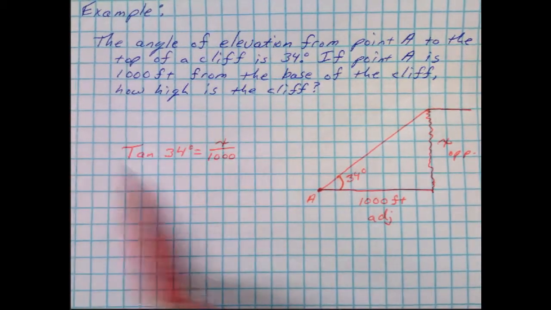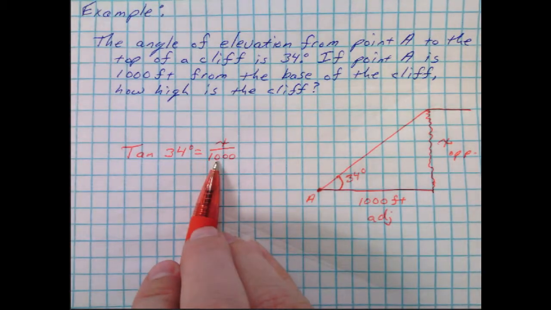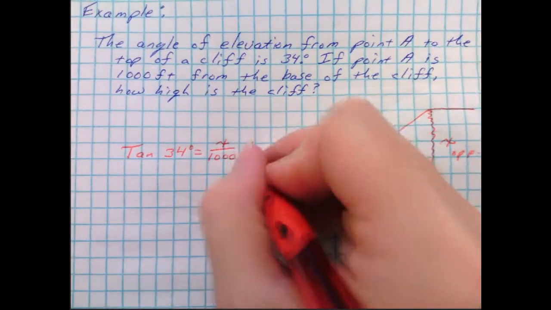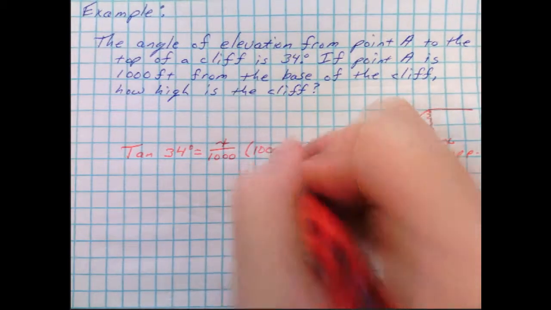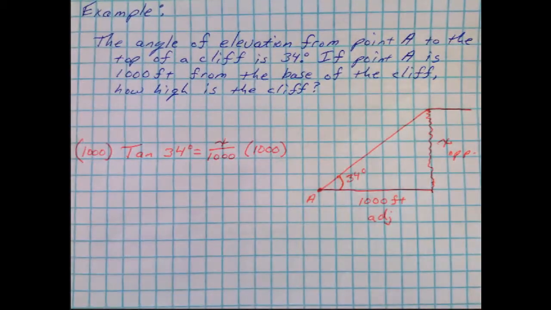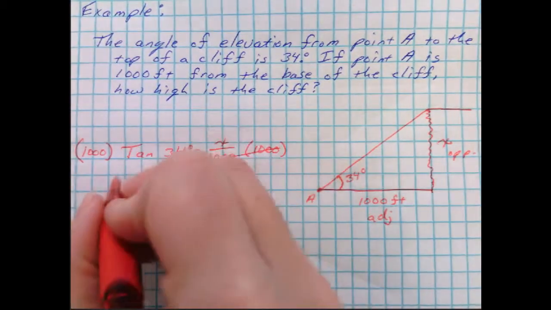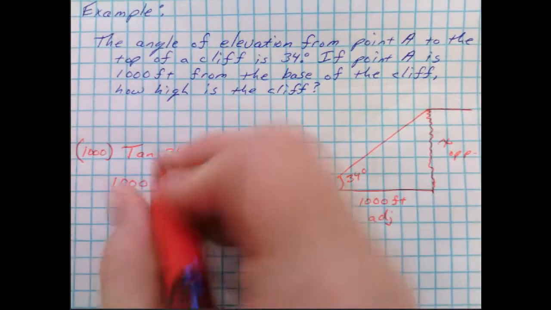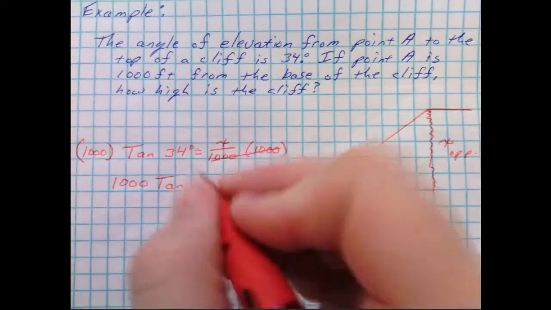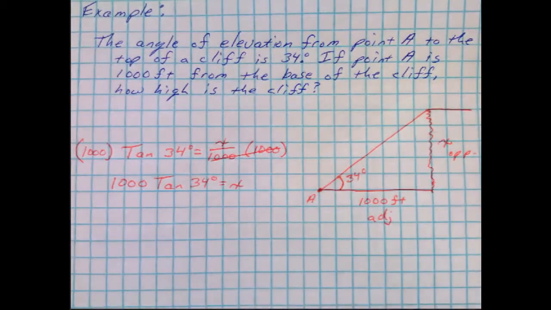We're trying to solve for x. We have our equation here. In order to get x by itself, we need to get rid of this 1,000. They divided, so we're going to multiply by 1,000 on both sides. On the right hand side, those cancel each other out. We're left with 1,000 tangent 34 degrees equals x.